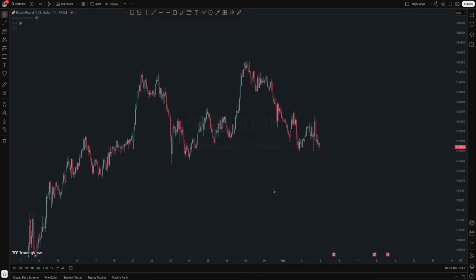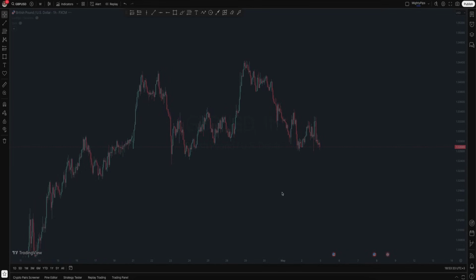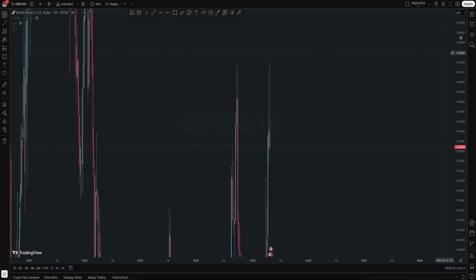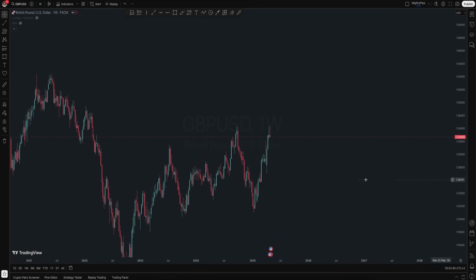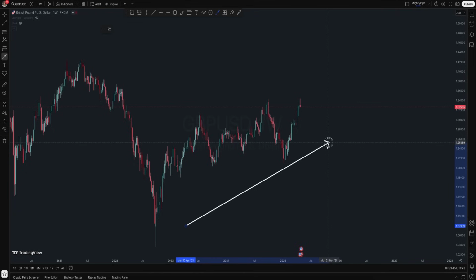Alright guys, so we are going to start off with GBPUSD, and we're going to look at how we can get a possible entry for a long trade on GBPUSD for this coming week ahead. So let's go on to the weekly chart and have a look. As you can see, GBPUSD has been pushing to the upside. We can see that it is pushing to the upside on this immediate trend right here.